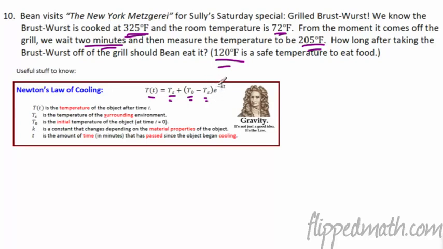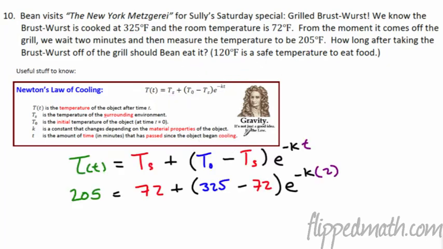We have e to the negative kt. K is actually a variable that depends on what the substance is. The Brustwurst has one value of K, a lead pipe would have a different value of K, water has a different value, and so on and so forth. So we need to find out what that is for the Brustwurst. We do know the time, in this case they tell us it's 2 minutes. So let's sub everything into this formula right now.